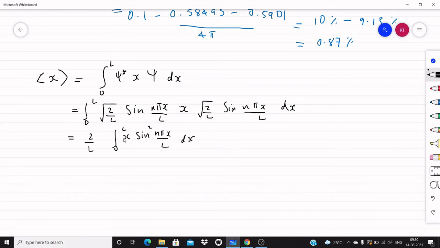Now, first you have to write the simpler form of sine square n pi x by L. We already know that 2 by L into integral 0 to L x into 1 minus cos 2 n pi x by L divided by 2 dx.